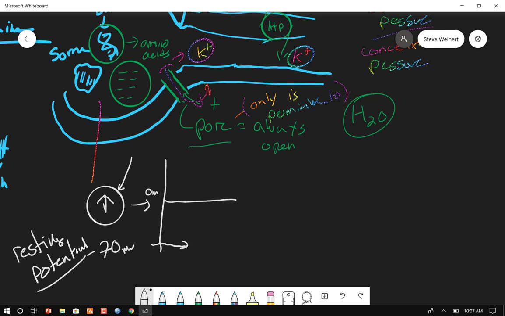Semi-permeable. It's a selectively permeable membrane. It's only allowing certain things to go through. Now, oxygen goes back and forth across. No problem. CO2 goes back and forth across. No problem. The cell produces some extra CO2, needs some oxygen.